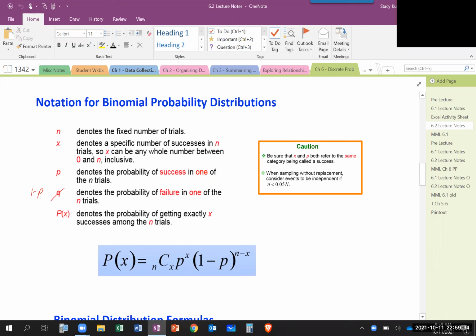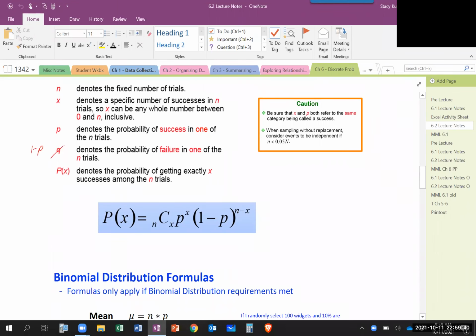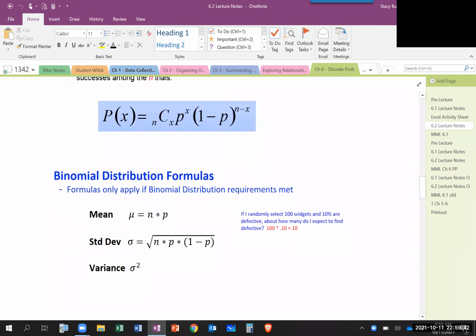Okay, now, this is where that formula that I have right there comes in. This formula is the one that shows up in your textbook. I'm not going to ask you to do anything with this formula, I don't believe. I just want to show you this formula. You're going to write it down. This is the method that I would use if I had to calculate it by hand.